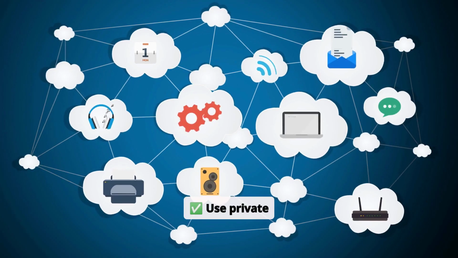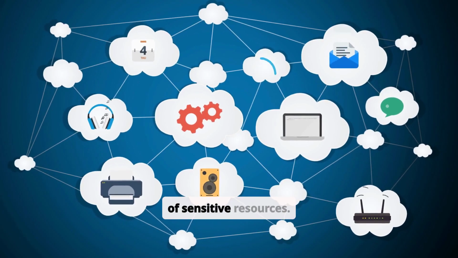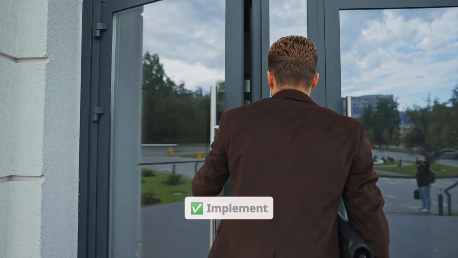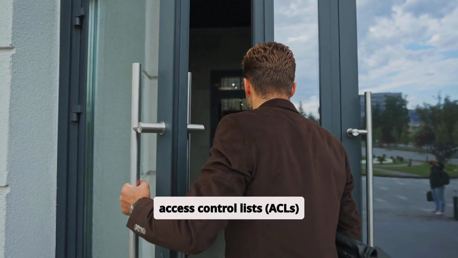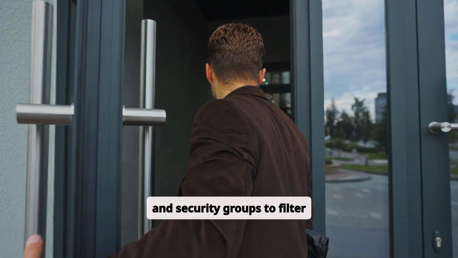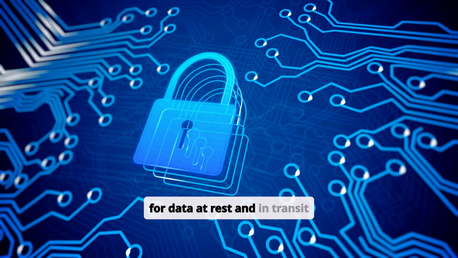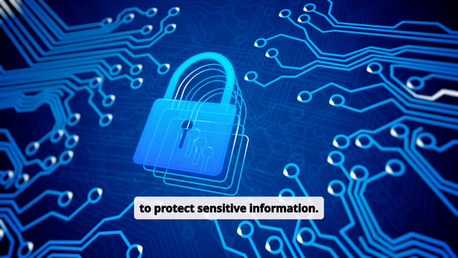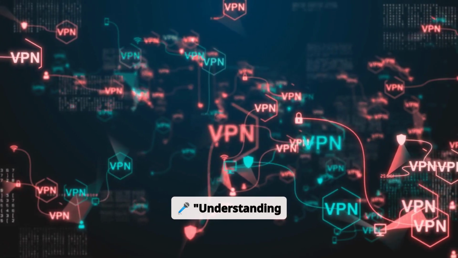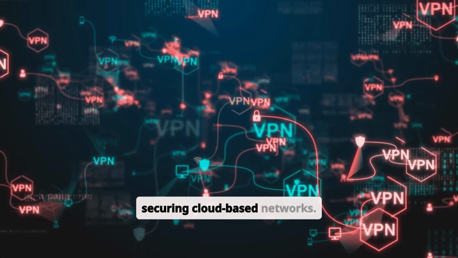Use private subnets to limit public exposure of sensitive resources. Implement access control lists, ACLs, and security groups to filter network traffic. Enable encryption for data at rest and in transit to protect sensitive information. Understanding VPC components is essential for securing cloud-based networks.